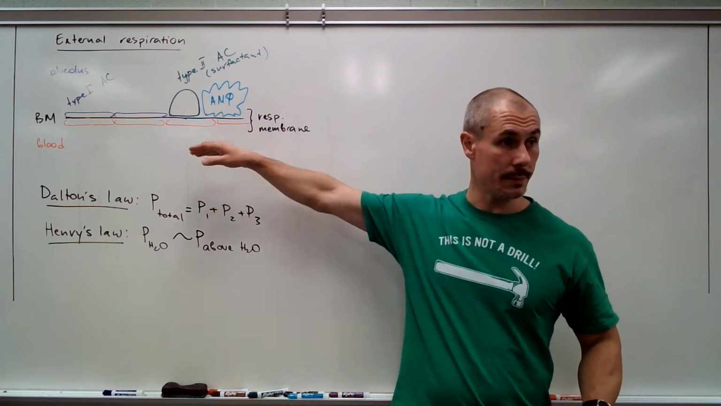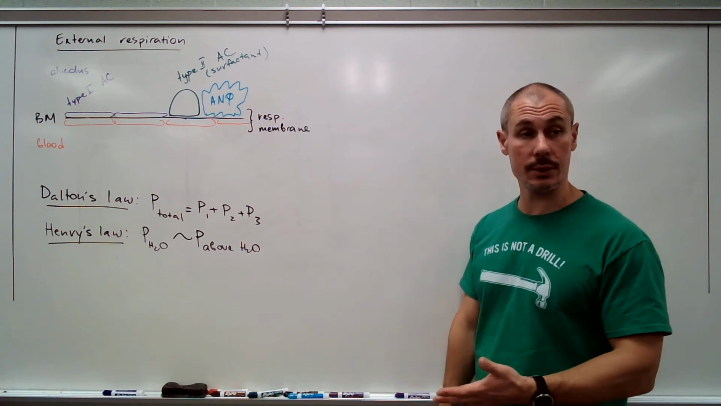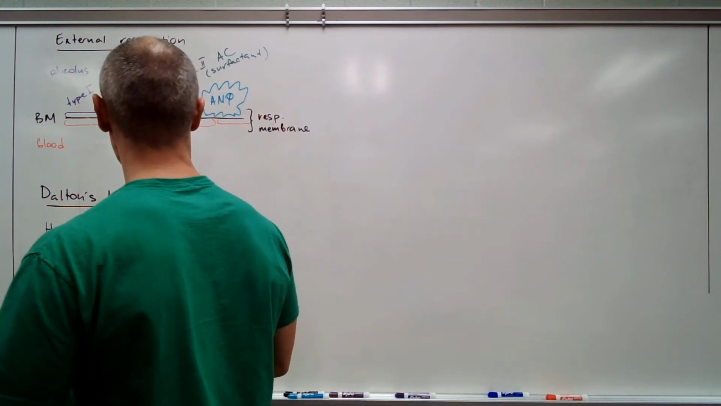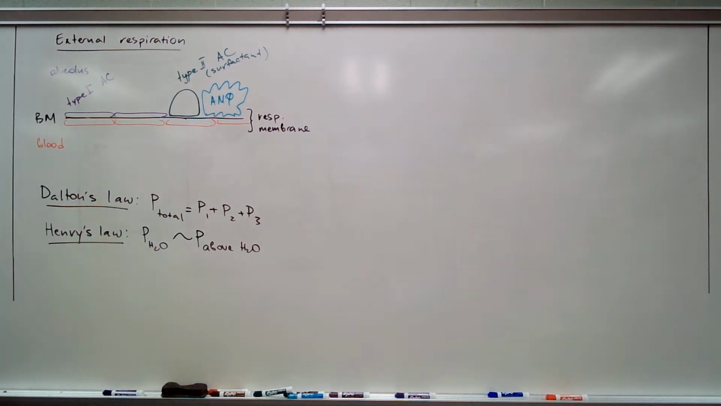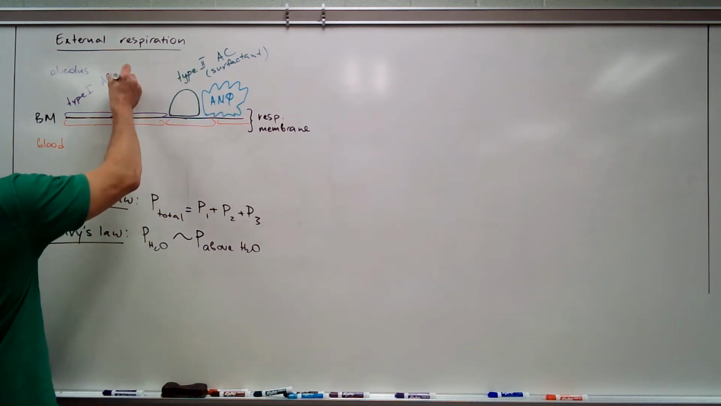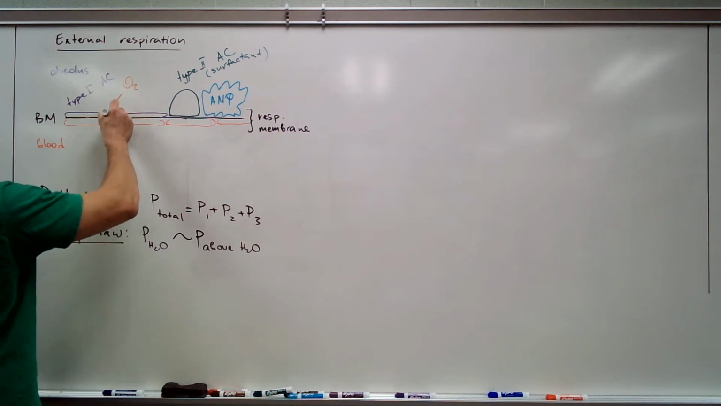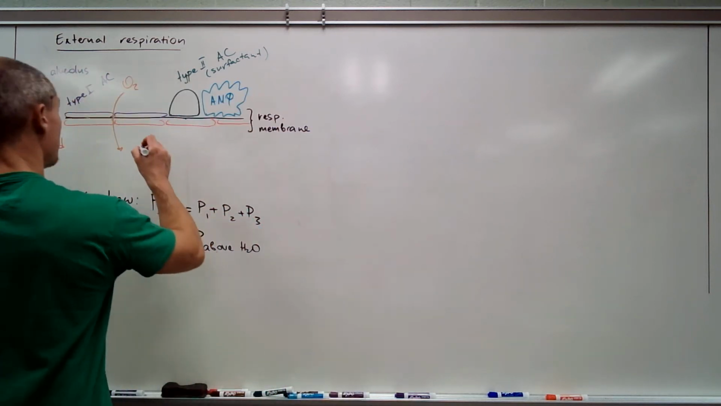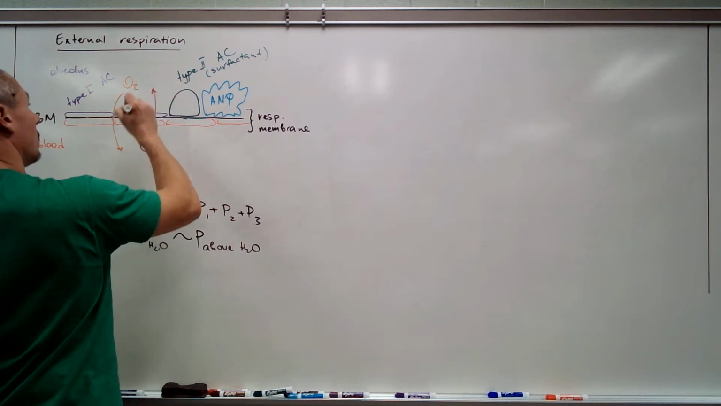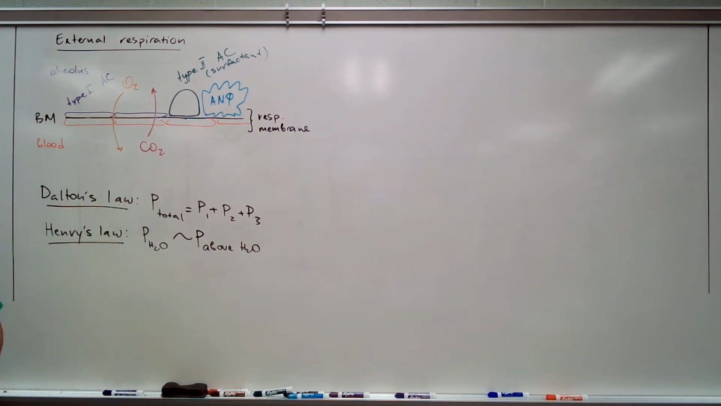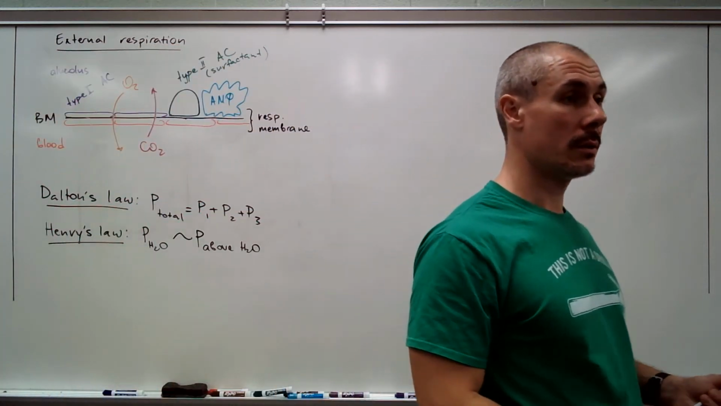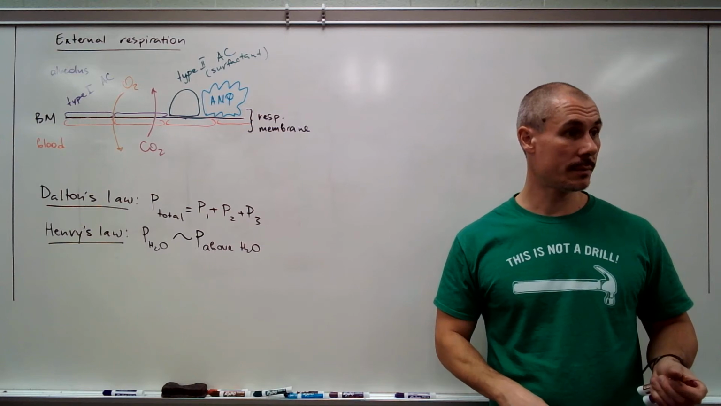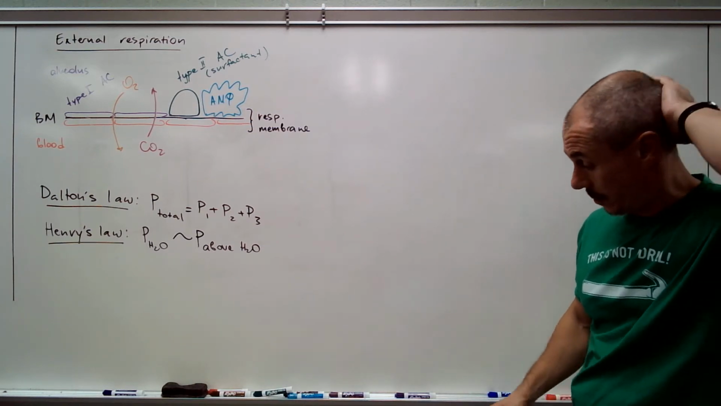Okay? So let's talk about this. What happens in the lungs? What happens in the alveoli? Oxygen, I'm going to use some fancy color. Oxygen goes from the alveolus into the blood. Clear? And CO2 goes from the blood into the alveolus. Does that make sense?